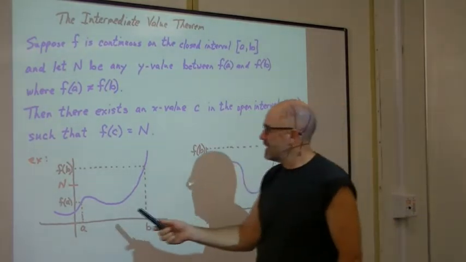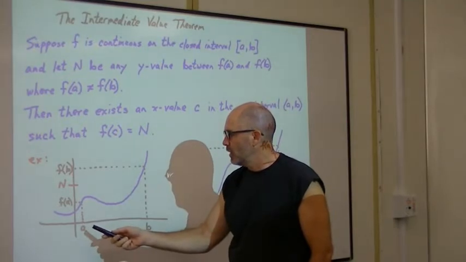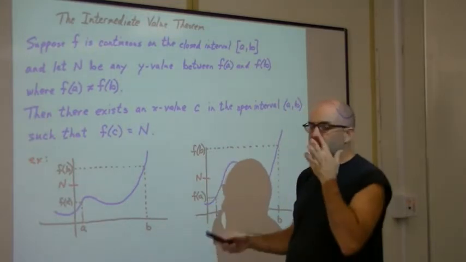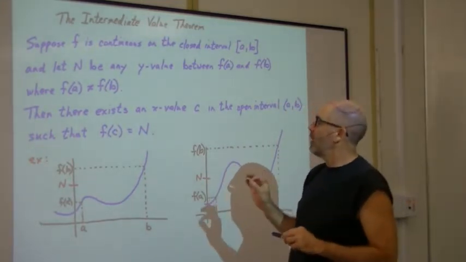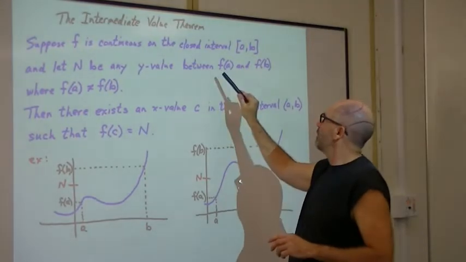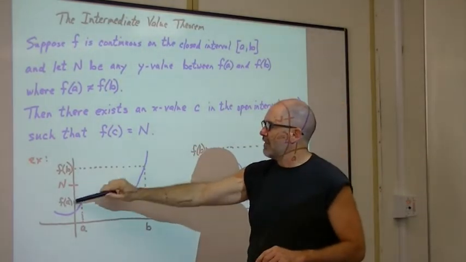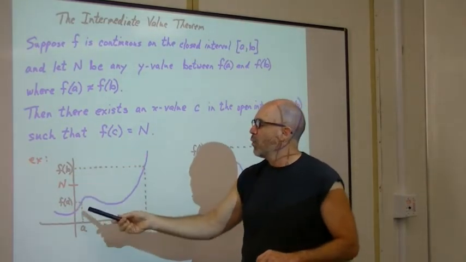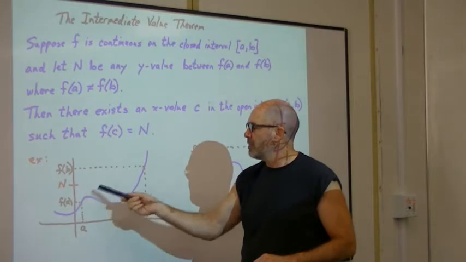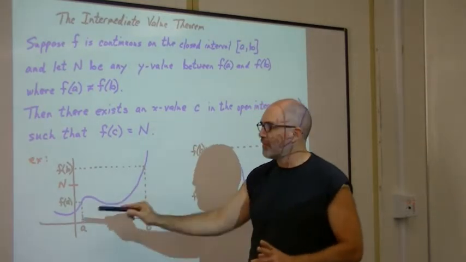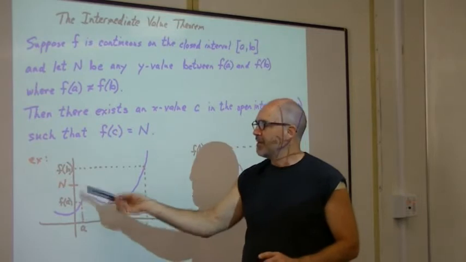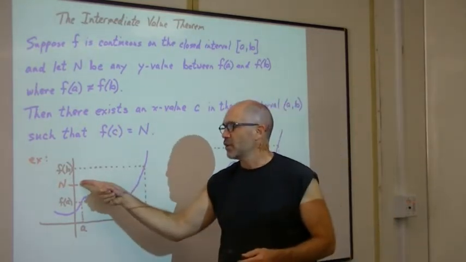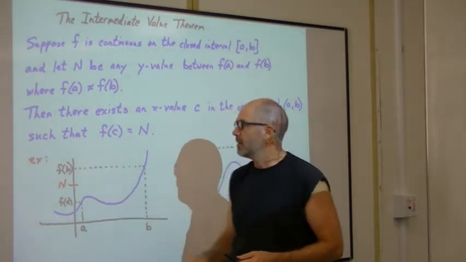And f is continuous on the closed interval from a to b. In other words, from a to b, there's no discontinuity. Now, n is any y value between f of a and f of b. And notice f of a and f of b have to be different. In other words, we have to go from some point to some other point. So we either have to go up or we have to go down, but f of a and f of b can't be on the same level. That means now there is some value in between them, and we're calling it n.